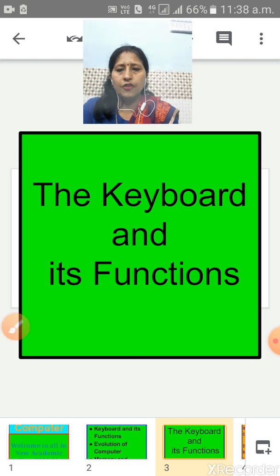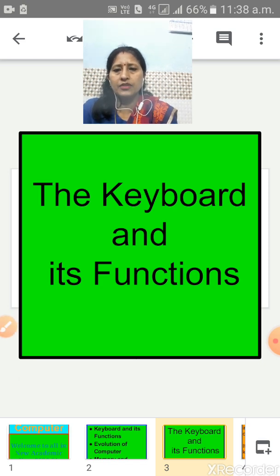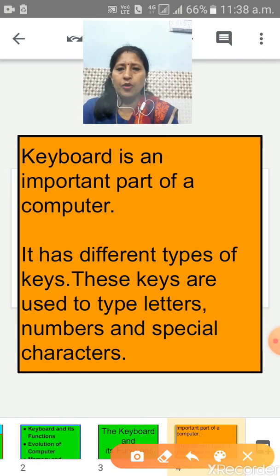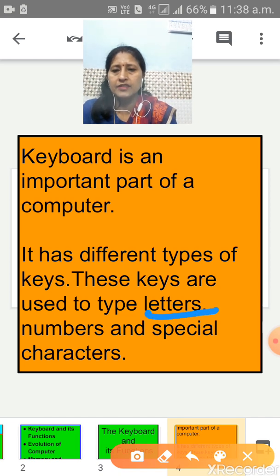Children, first of all, we will study about the keyboard and its functions. Children, keyboard is an important part of a computer. It has different types of keys. These keys are used to type letters, numbers, and special characters.